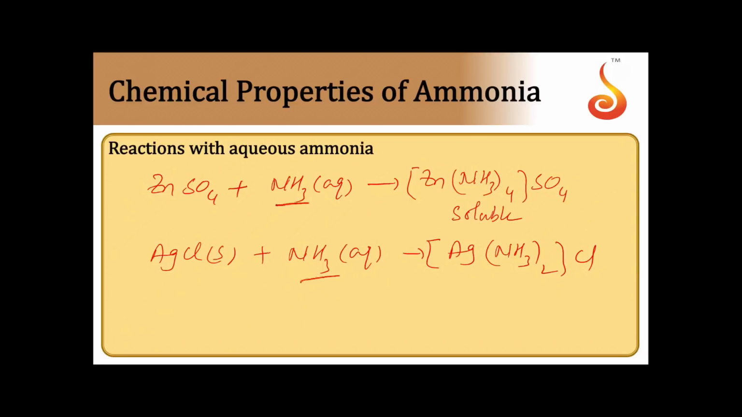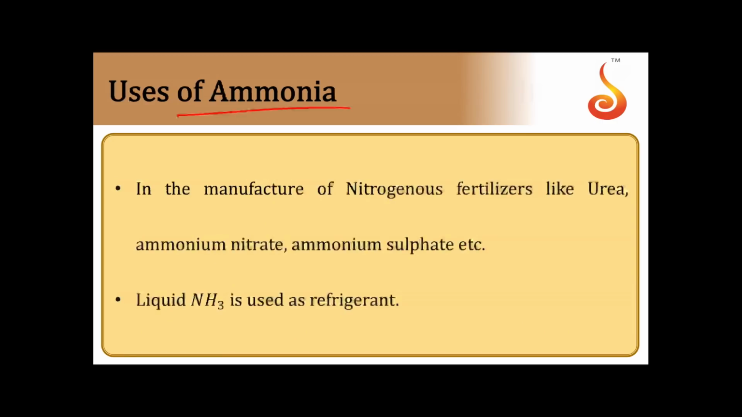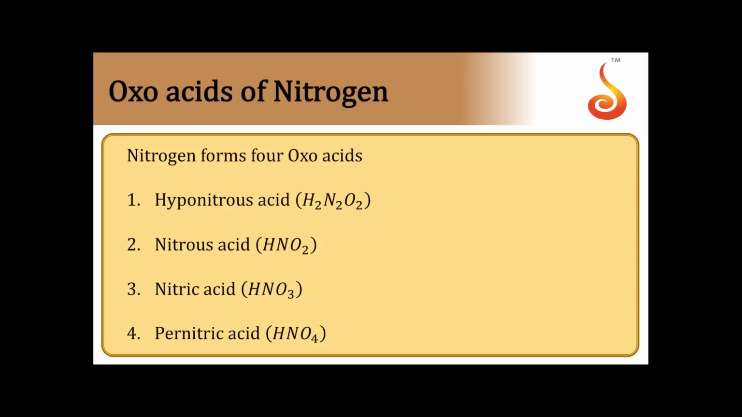This is regarding the chemical properties of ammonia. Then, ammonia is used in the manufacture of nitrogenous fertilizers like urea, and in the preparation of ammonium nitrate, ammonium sulfate, etc. Liquid ammonia is used as a refrigerant. With this we have done ammonia.